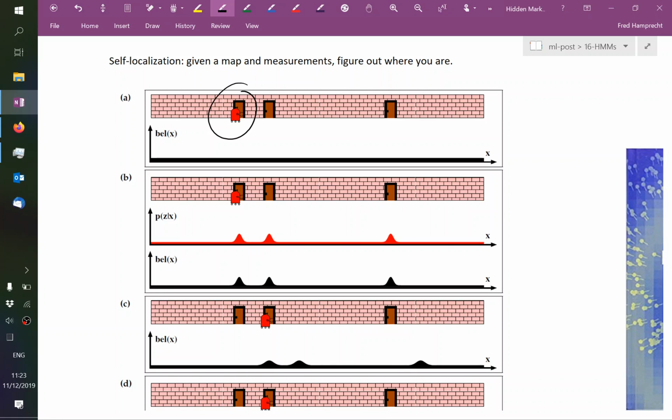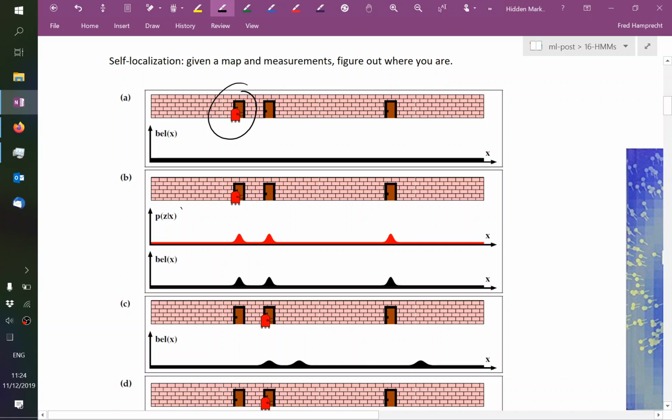Let's also assume here that the robot does have a map of the environment. It just doesn't know where it is. Yeah? So it next uses its single sensor. This could be a depth sensor, or maybe it's a color sensor. And this sensor tells the robot that actually it's close to a door.